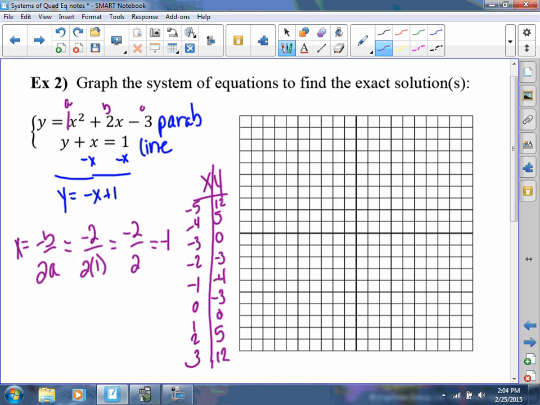Now, negative 5, 12 won't fit on this graph. It'll go off the graph a little bit, but that's okay. It gives me direction. And then negative 4, 5, and then negative 3, 0, and negative 2, negative 3, negative 1, negative 4, and then 0, negative 3, 1, 0, 2, 5, and then my 3, 12 would be way off the graph.